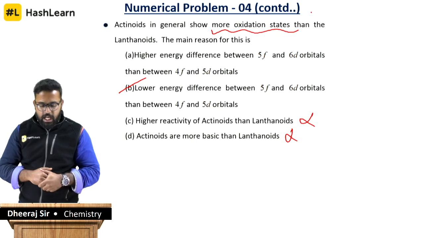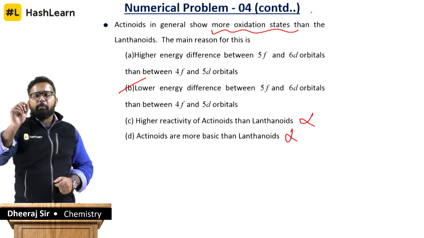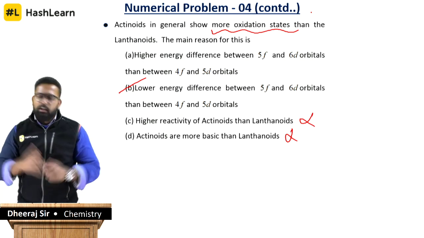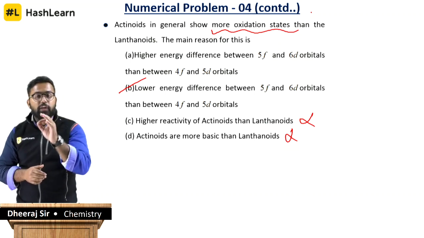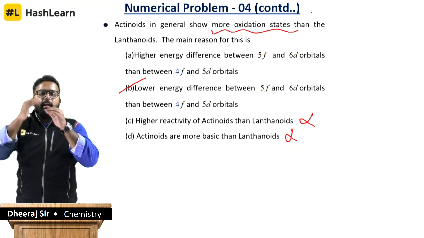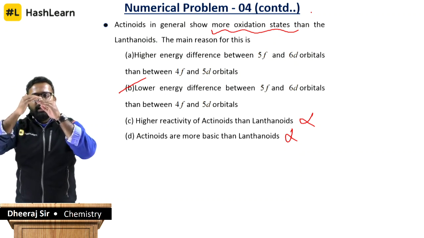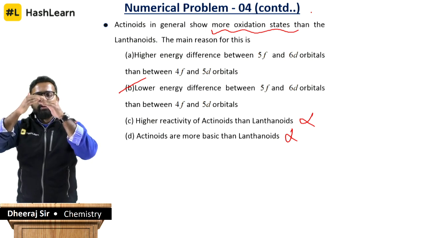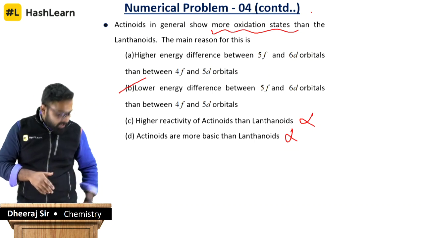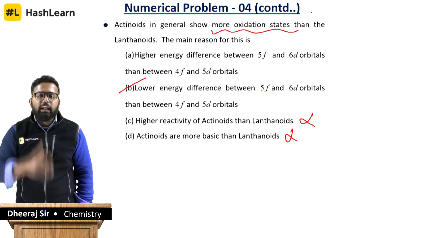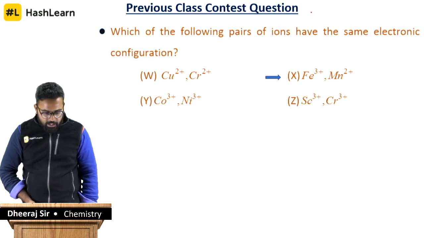So if you look at why actinoids show more oxidation states than lanthanoids, lanthanoids will have some amount of electrons escaping, and actinoids also have some amount of electrons escaping. If actinoids have more and lanthanoids have less, it simply means that the shells containing the lanthanoid electrons and the actinoid electrons are very close to each other. Therefore, they can simultaneously lose electrons. If they can simultaneously lose electrons, they can definitely have more oxidation states. So it's option B, which is the answer.